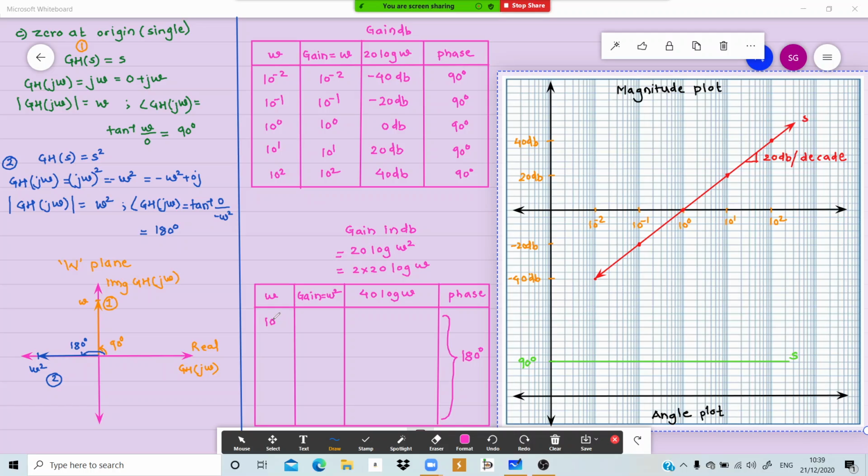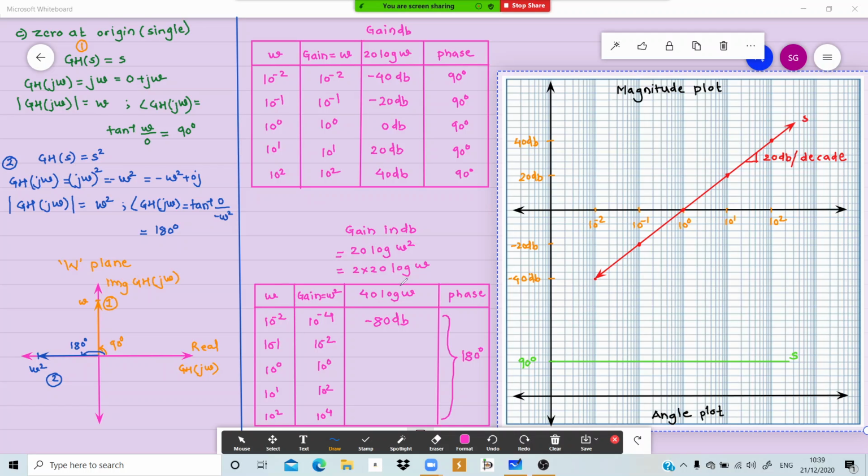So let us say 10 raised to minus 2, minus 1, 10 raised to 0, 10 raised to 1, and 10 raised to 2. So when you are talking about gain, it will be doubled. So square, not doubled, square of that. So minus 4, 0, 2, 4. Okay, 40 log of omega. Now 40 log of omega. So minus 2 on this side, minus 80 dB.